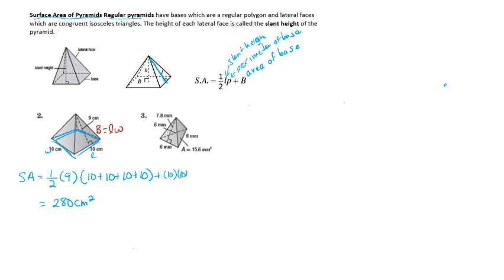For some of these problems, they're just going to give you the area of the base, basically to keep the level of difficulty down. So here's our base. The area of that base they give to us, so that's going to be what big B is in this case.